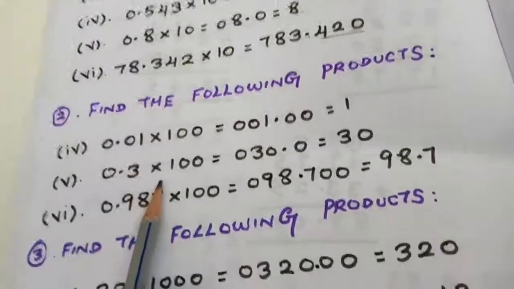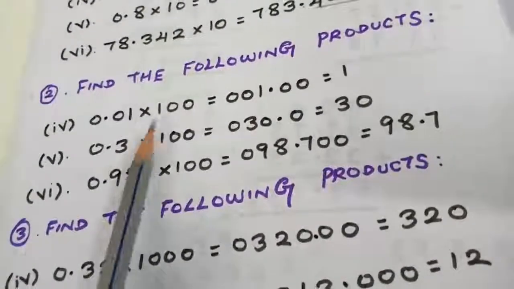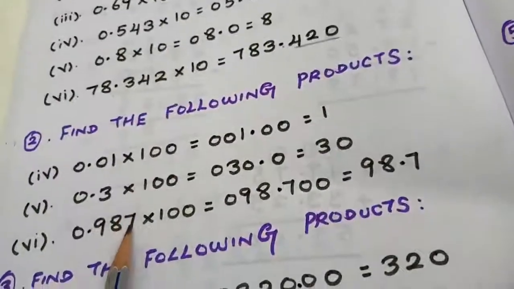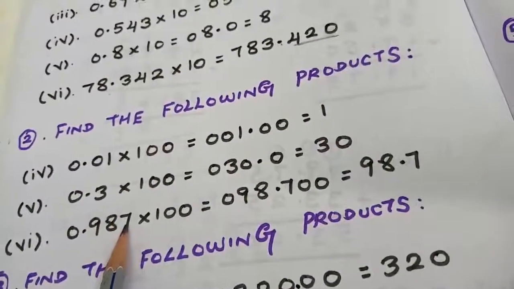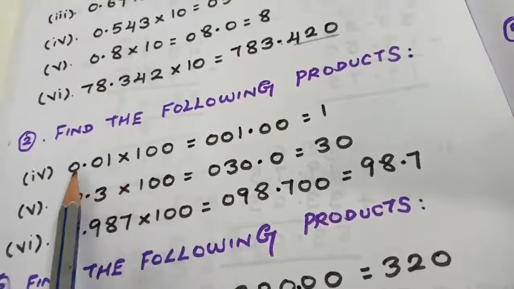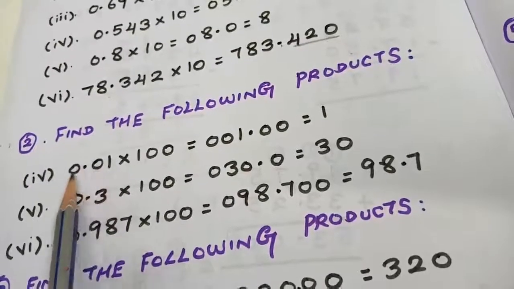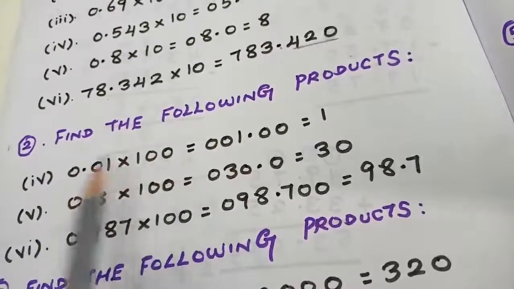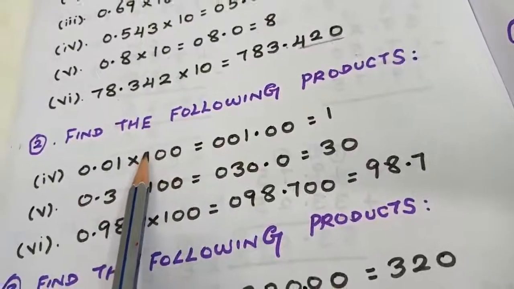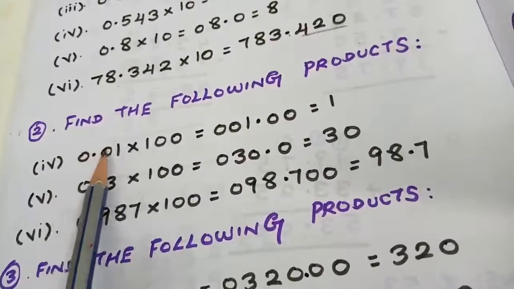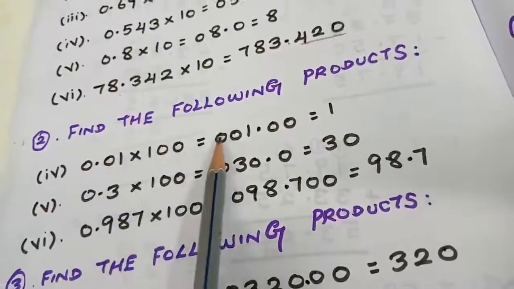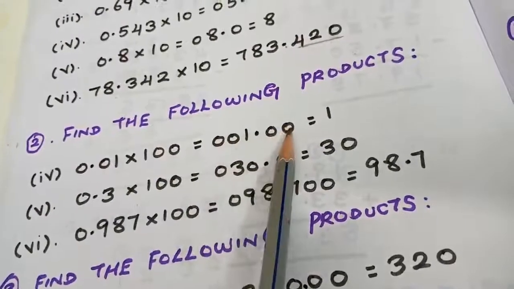And if you see the next question, the first one, we are seeing about 10. Now, we are going to see about 100. If you check 100, same way students, 0.01 into 100, leaving this 1, you are going to write like this, 00100. Write it as it is.